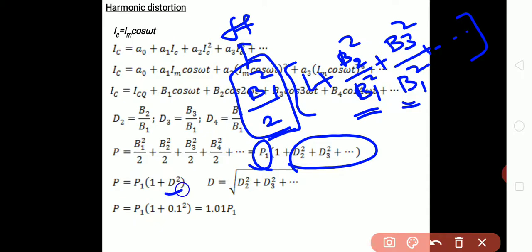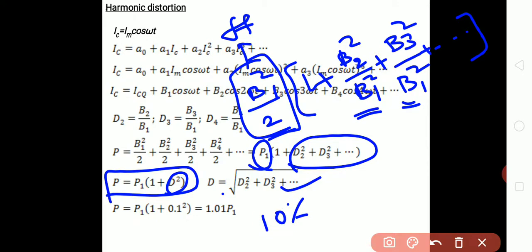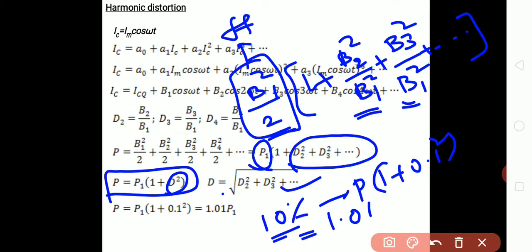We can simply represent this as D square, where D is given as the square root of D2 square plus D3 square and so on. So this equation implies that, in case the distortion is 10%, the total power increases to P1 into 1 plus 0.1 square, because it is 10%. So this will be 1.01 P1.